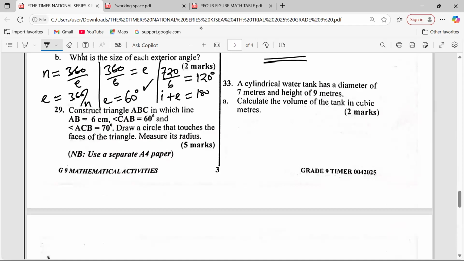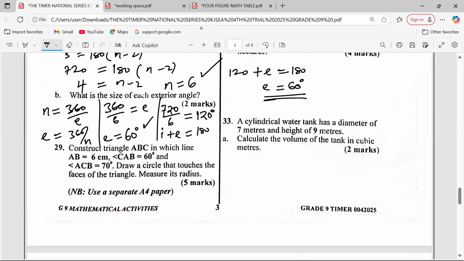Construct triangle ABC in which line AB equals 6 centimeters, the angle CAB equals 60, and the angle ACB equals 70. Then we draw a circle that touches the faces of the triangle. Then we measure the radius. We can use the working space again, so we need a separate A4 paper. So we are talking about AB 6 centimeters.